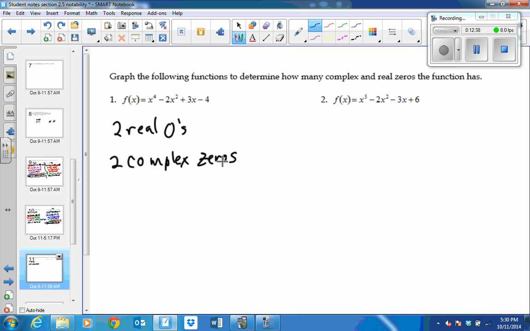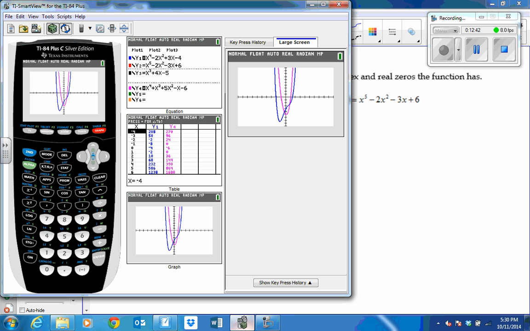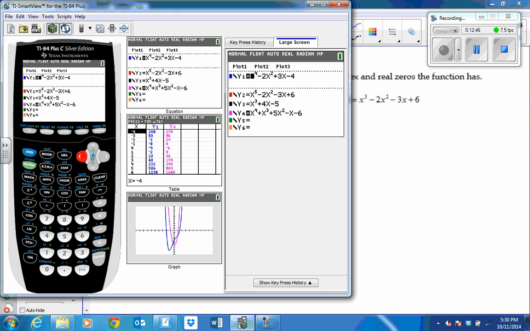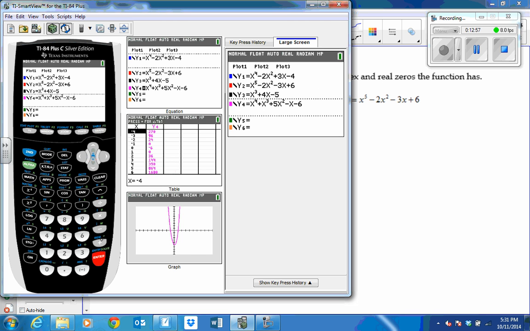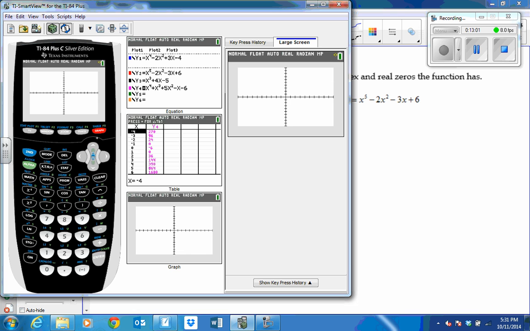Now let's look at the next one where we have x to the 5th minus 2x squared minus 3x plus 6. So now I want to deselect that one. And I want to select that one. I want to officially deselect that one. And graph.